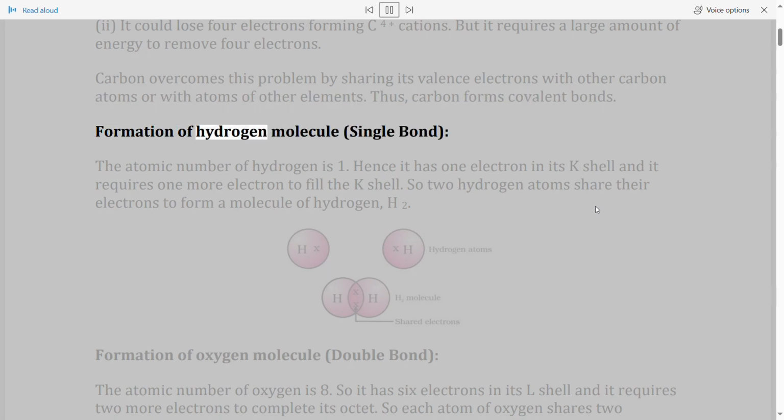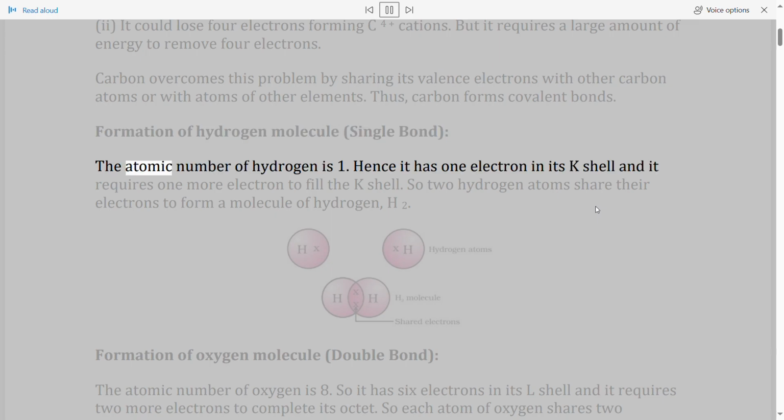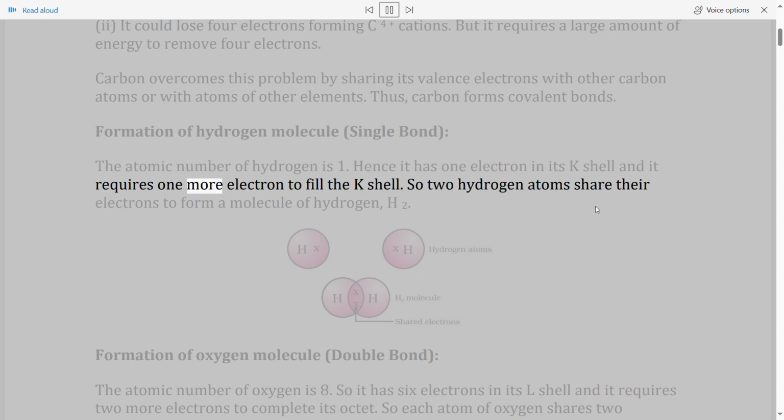Formation of hydrogen molecule, single bond. The atomic number of hydrogen is 1. Hence it has 1 electron in its K shell and it requires 1 more electron to fill the K shell. So 2 hydrogen atoms share their electrons to form a molecule of hydrogen, H2.